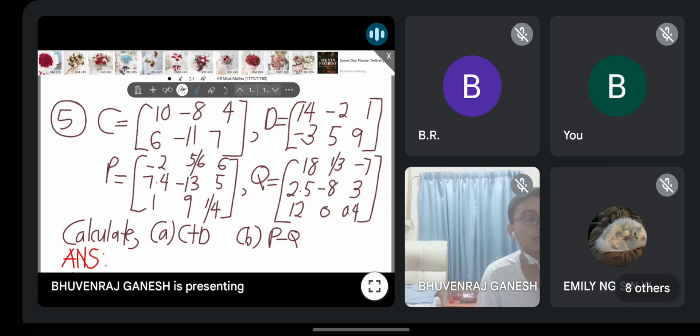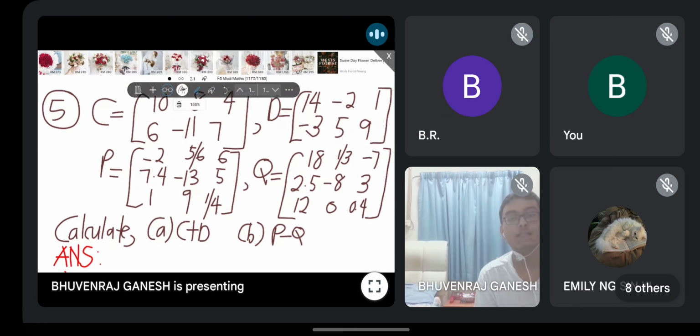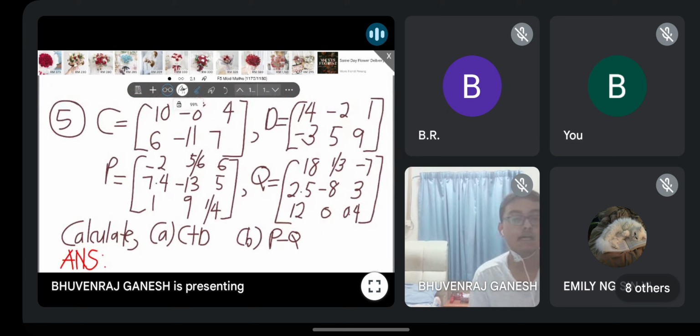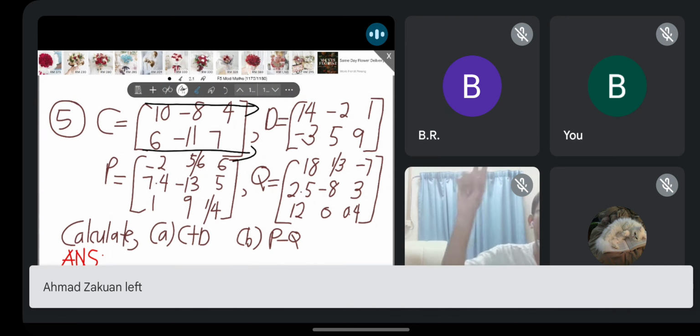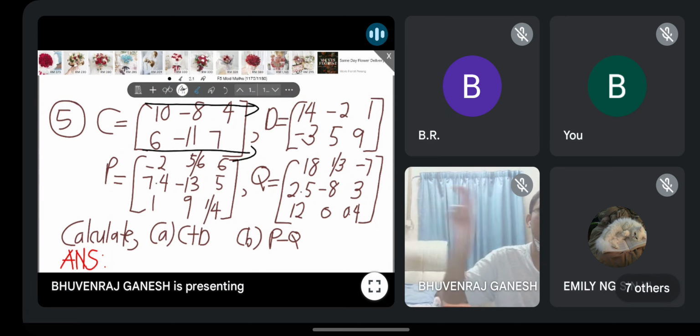So can you all solve for me? Part A, C plus D. Can you all type for me the answer? I think this one can be fast. You all type according to this order. I show you all. You type to the right and then to the right, like this, the answer, then go here, here, here. From up to down, you tell me the answer. That's the way you can type out.